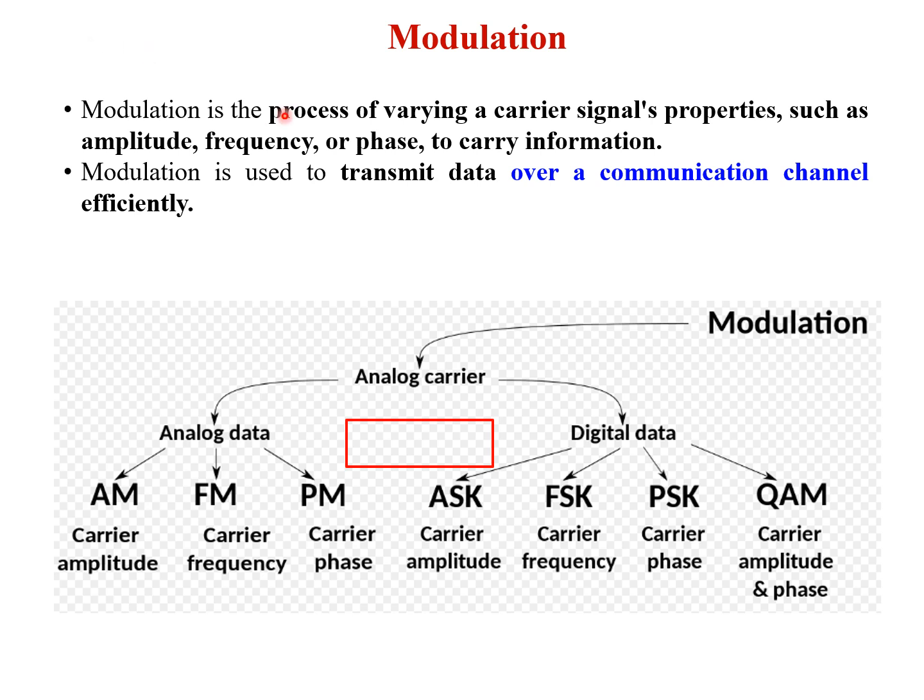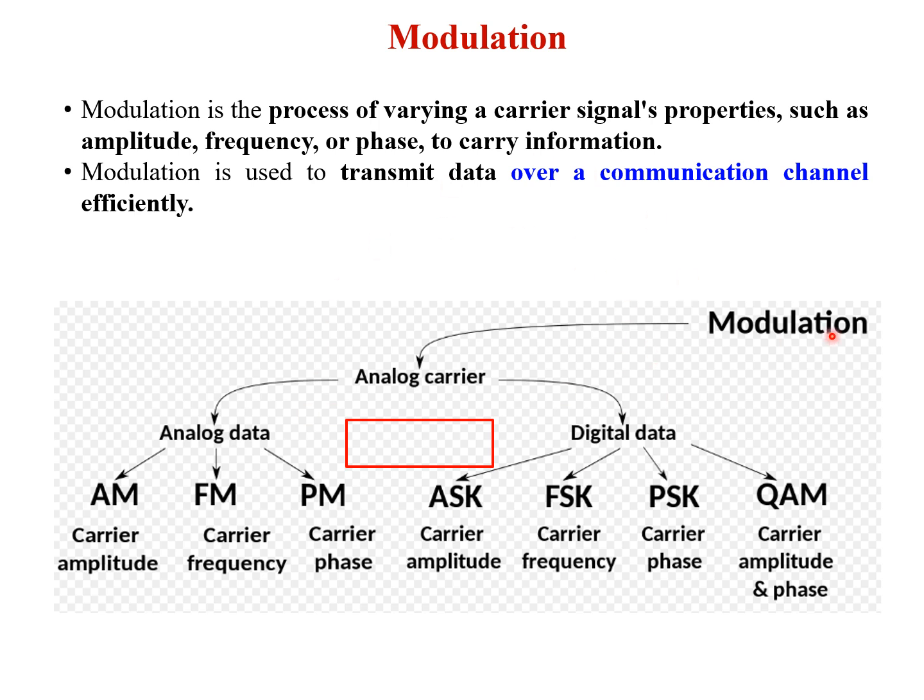Modulation is the process of varying the characteristics of a carrier signal according to the instantaneous value of the message signal. So here the carrier signal properties such as amplitude, frequency or phase are going to vary according to the amplitude of the message signal. Modulation is generally used to transmit data over a communication channel effectively. These are the various kinds of modulation.